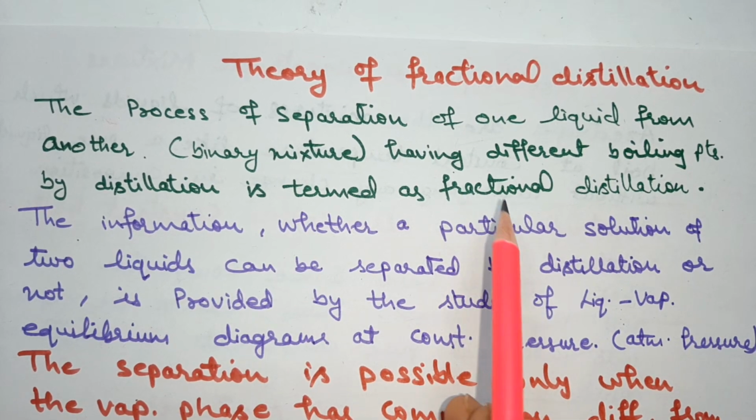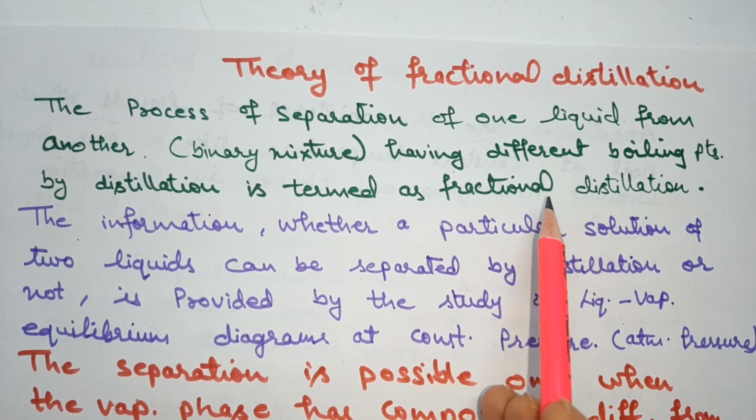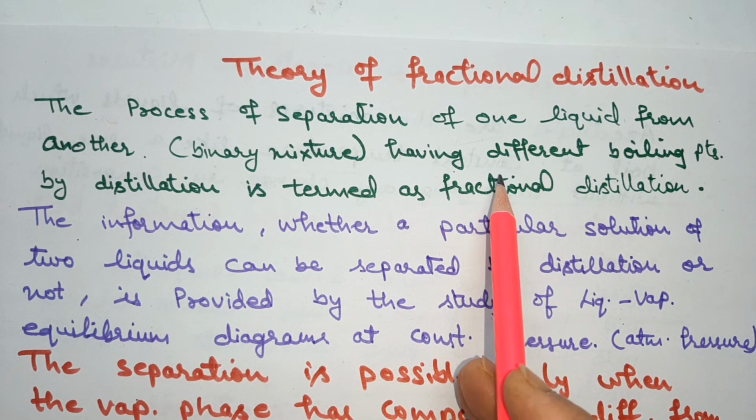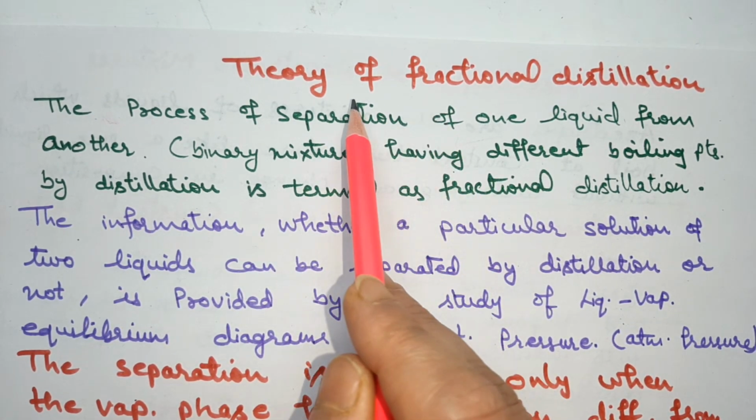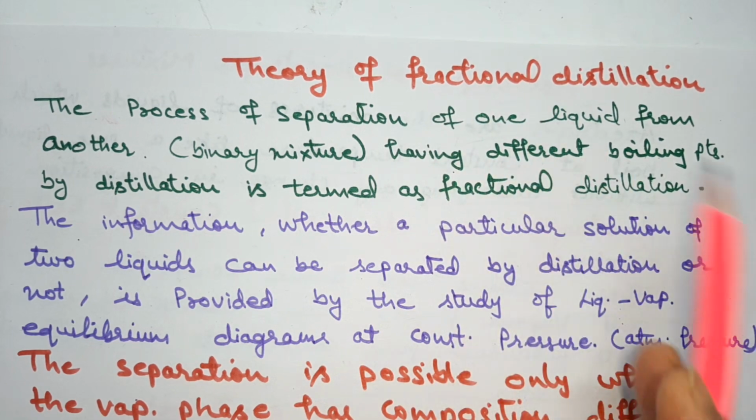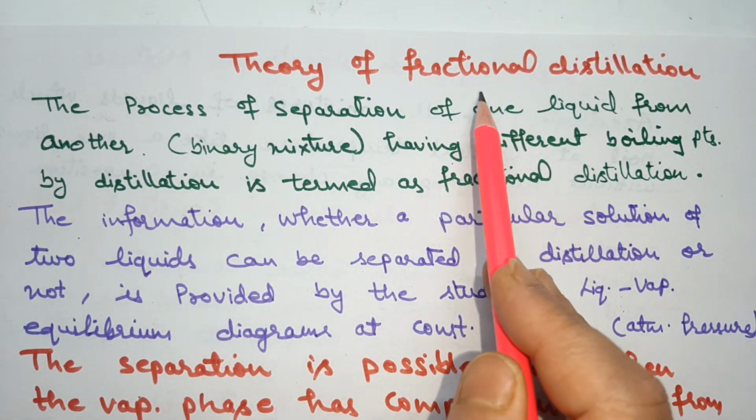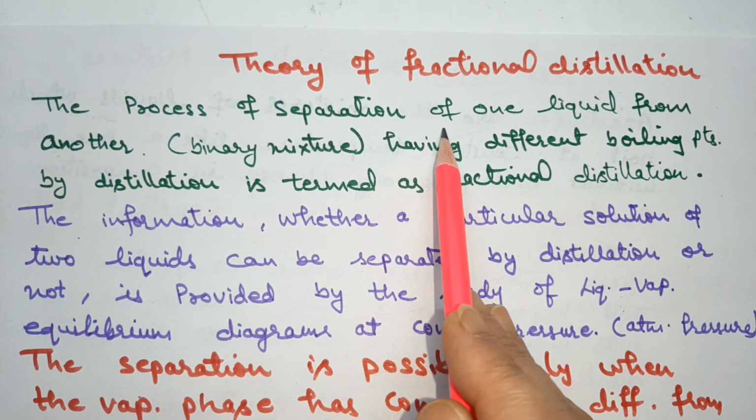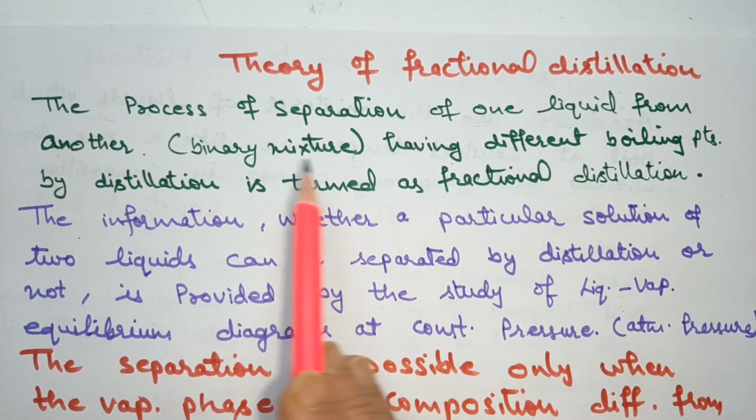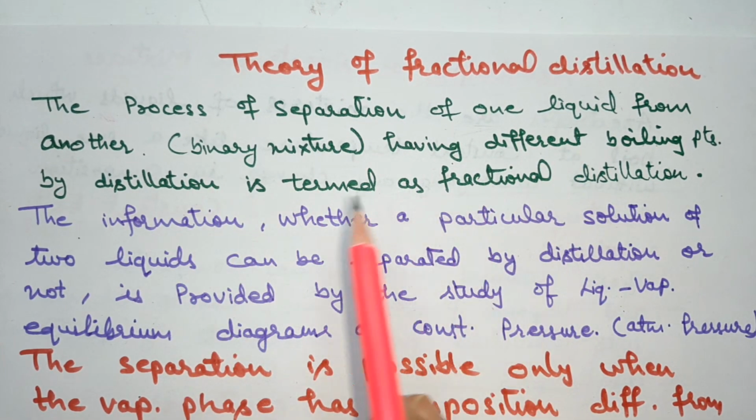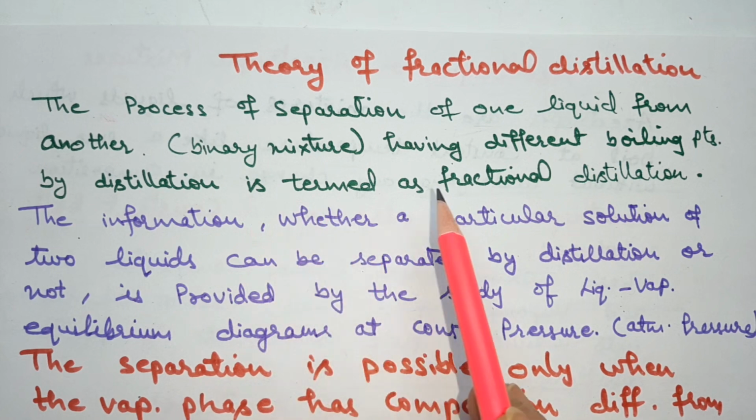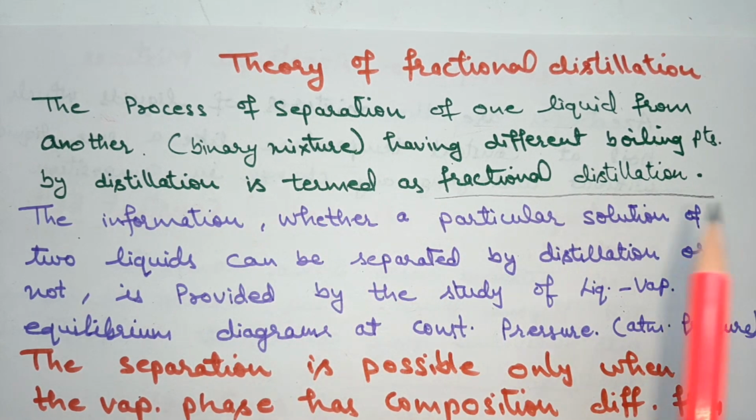Students, welcome back. So in this video we will discuss azeotropic mixtures. But before studying azeotropic mixtures, let us first understand the theory of fractional distillation. So what is fractional distillation? It is the process of separation of one liquid from another having different boiling points by distillation. So this is known as fractional distillation.